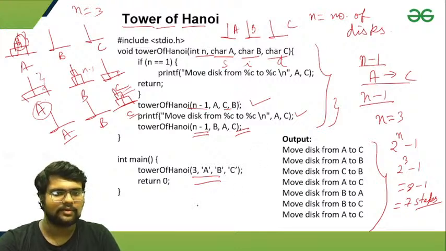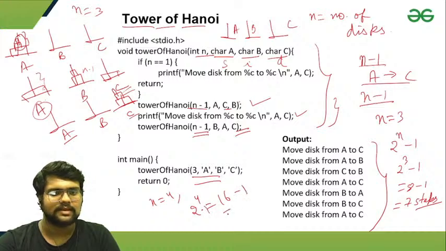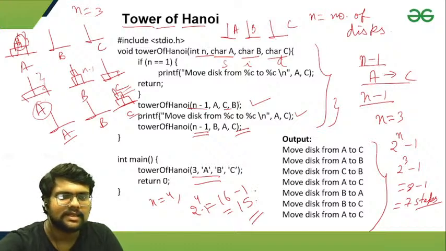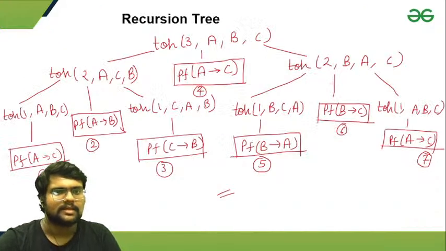For n equal to 4, it will be 2 to the power 4 minus 1, that is 16 minus 1, that is 15. So we need 15 moves. Let's see it with the recursion tree.